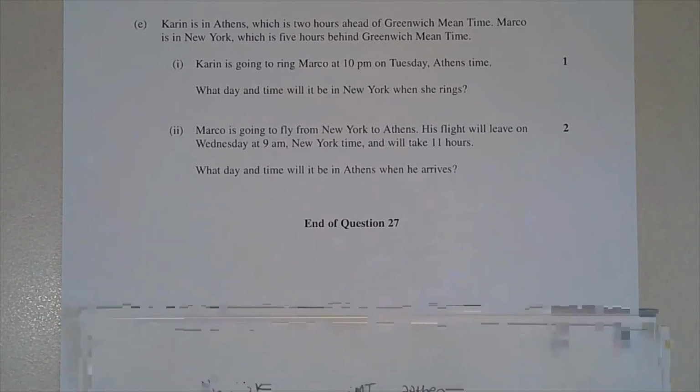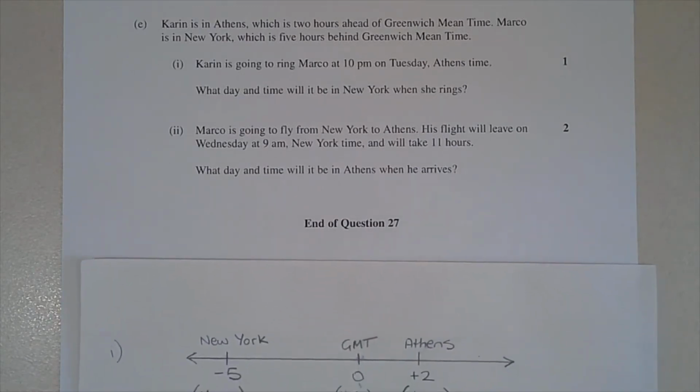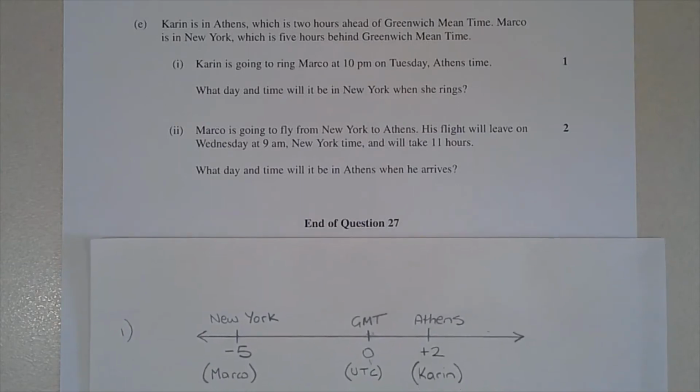So to help answer the question, I've drawn a number line, and on this number line I've indicated GMT, also known as UTC, and I've given that a value of 0, so that's in the middle of the number line there. Now Athens is 2 hours ahead of GMT, so Athens is written to the right of GMT with a value of +2, and Karen is in Athens. And New York is 5 hours behind GMT, so New York is written to the left of GMT, and I've given it a value of -5. And of course, Marco is in New York.